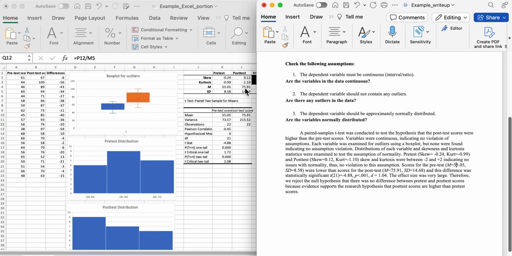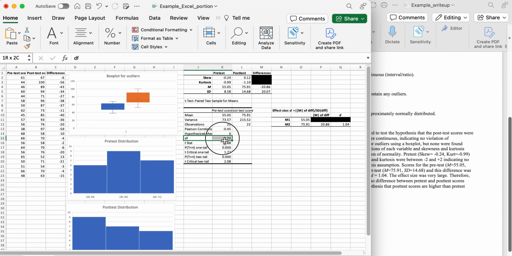So post-test is the mean and standard deviation here. And this difference was statistically significant. Now the way we write this is we have our t, and then we have our degrees of freedom. So we have 22 people. We subtract 1 degree of freedom, and the degrees of freedom will be given to you on your report as well.